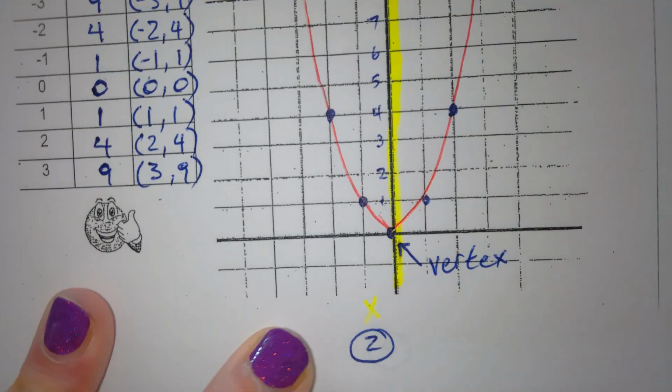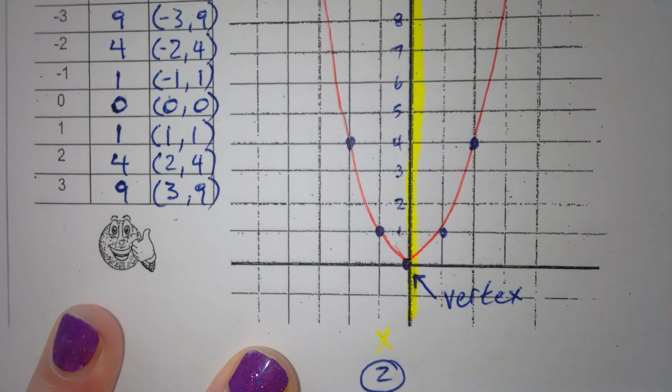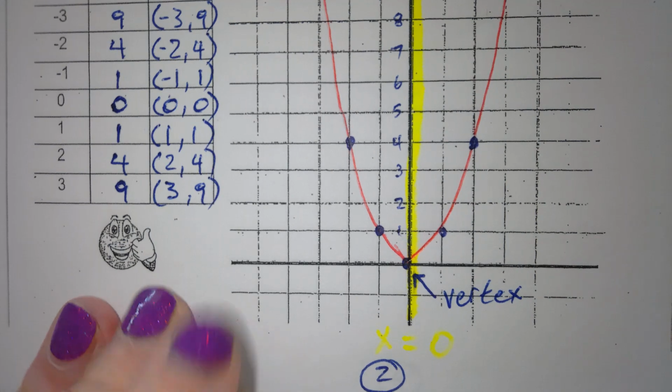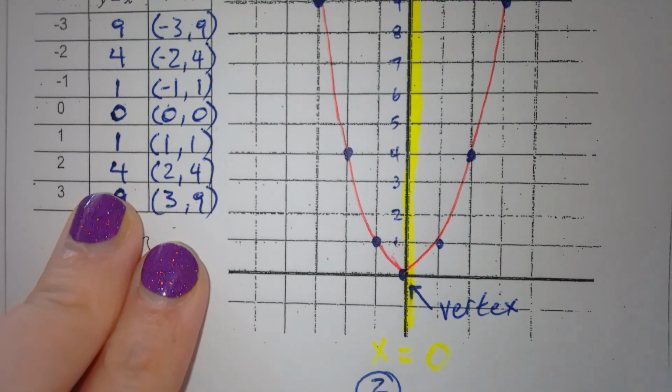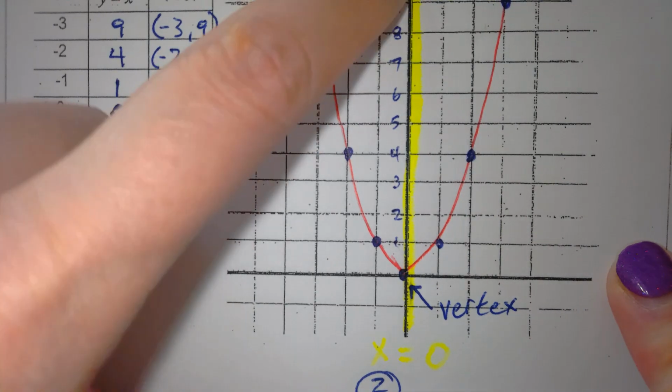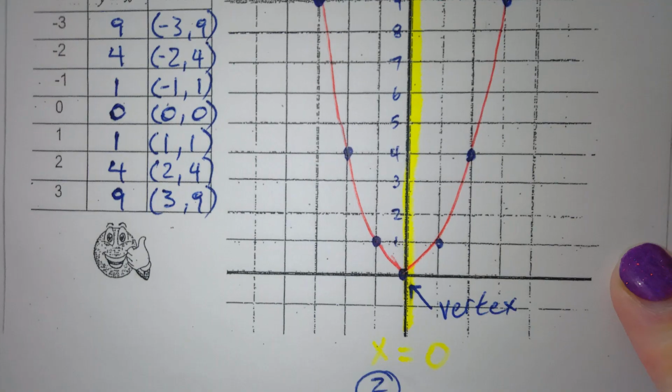Can you see? Oh, you can. Okay, x equals 0, right? So the axis of symmetry is like the middle line. And in this case, the equation of this vertical line is x equals 0.